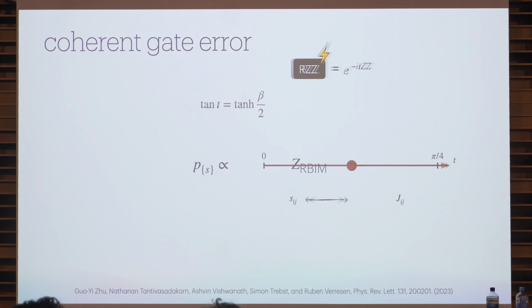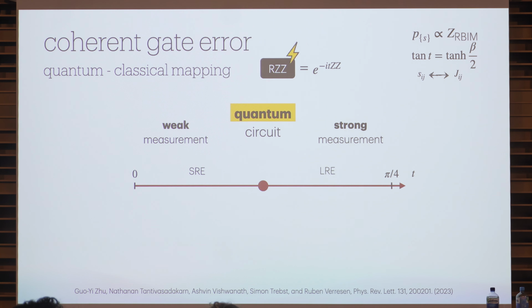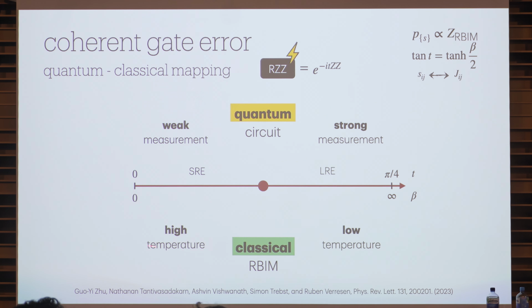To make this a little bit more qualitative, let's compare these two models. On the top here we have our quantum circuit where we go from weak to strong measurement as we vary t from 0 to pi over 4. On the bottom I will draw the classical random bond Ising model correspondence. Here we go from beta equal 0 to beta equal infinity, and thus from high temperature to low temperature, and the phases go from paramagnet to ferromagnet.